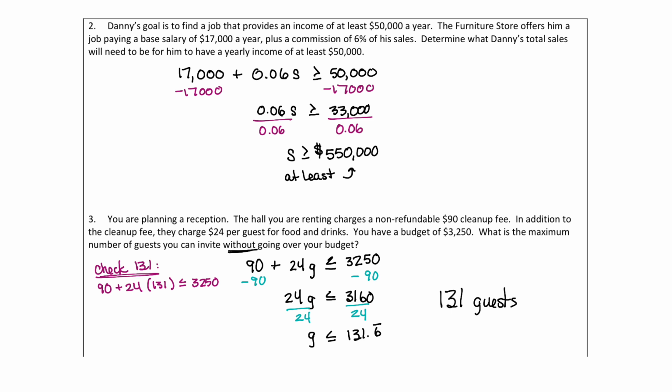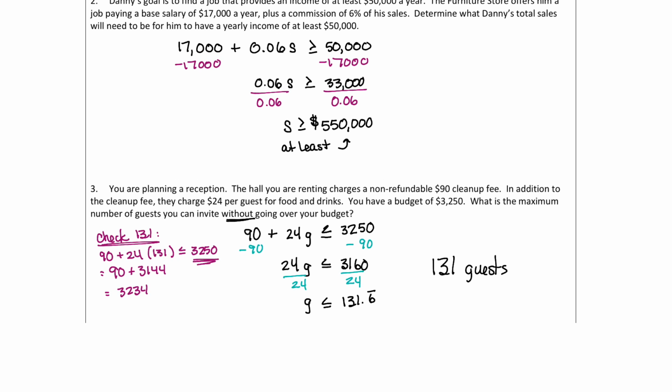Okay, so here's the pink part is checking 131, like I told you we needed to use. And then doing all the computation, you get 3,234, which is less than what we wanted. Okay, I'm going to slide it up just a little here.